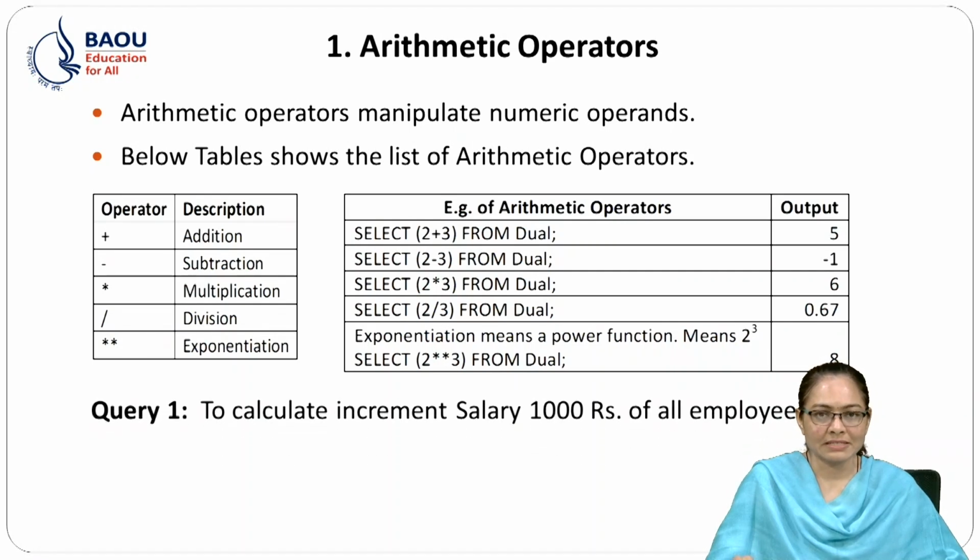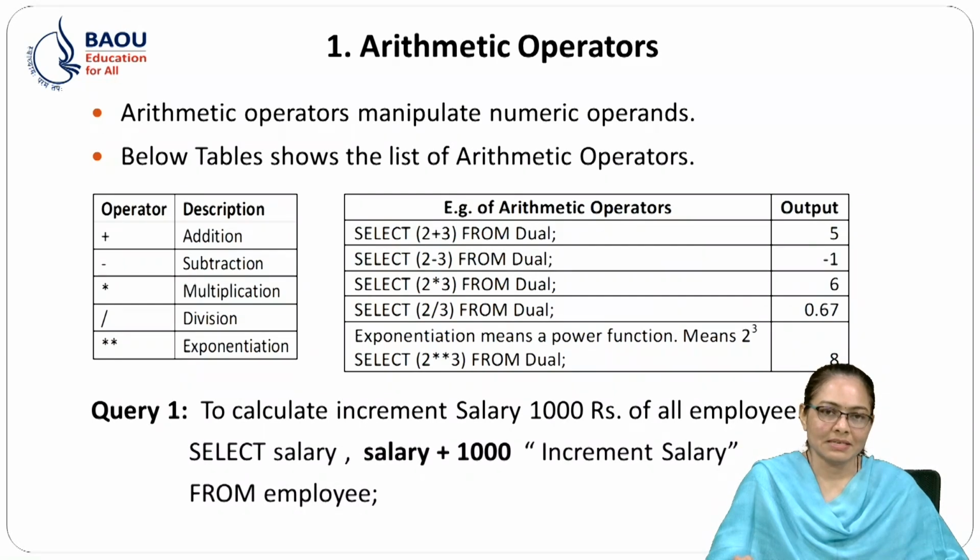Now we see a real life example using a query. To calculate an increment of 1000 rupees in the salary of all the employees, how do we write the query? See, select salary, comma, salary plus 1000. Salary is a column, and 1000 is a static amount which is added to the salary column values. The double quoted "increment salary" is the column name. The output column name is increment salary.